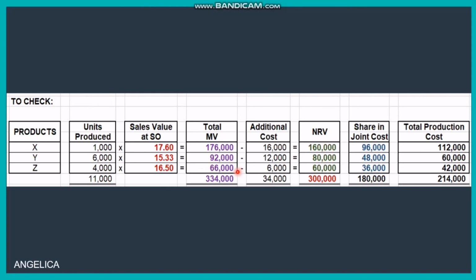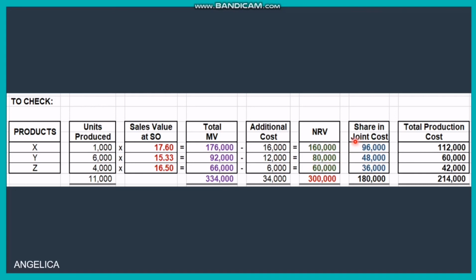Now, we must subtract the additional cost, also given in the problem, from the total MV or market value. For product X, we have 176,000 pesos minus 16,000 pesos equals an NRV of 160,000 pesos. This is also given in the problem above. Product Y, 92,000 pesos minus 12,000 pesos equals 80,000 pesos. Product Z, 66,000 pesos minus 6,000 pesos equals 60,000 pesos.